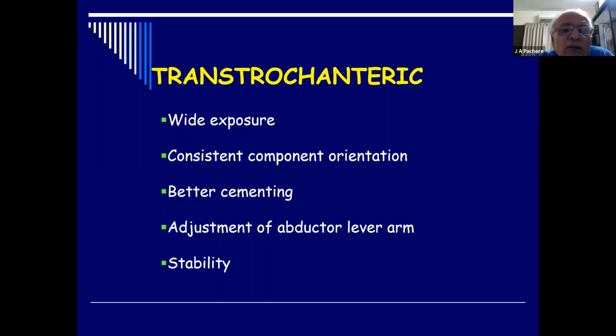Adjustment of the abductor lever arm, which I told you, and you increase the stability so as to reduce the rate of dislocation. You tighten the hip whichever way you want, because you can change the abductor anteriorly, you can put it behind, you can distalize, whatever you want. So this is one good thing that happened with the trans-trochanteric approach.